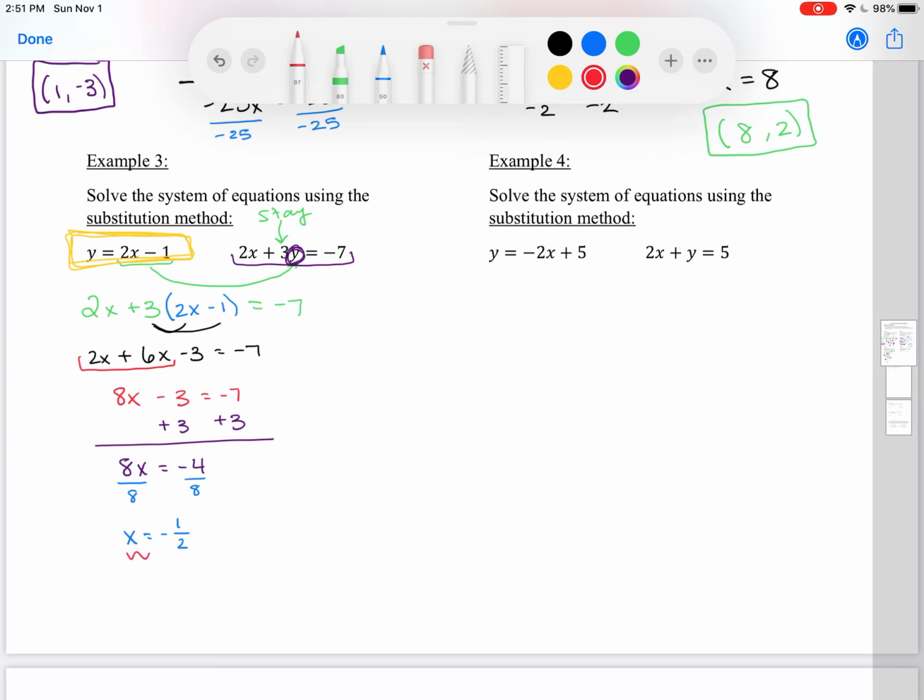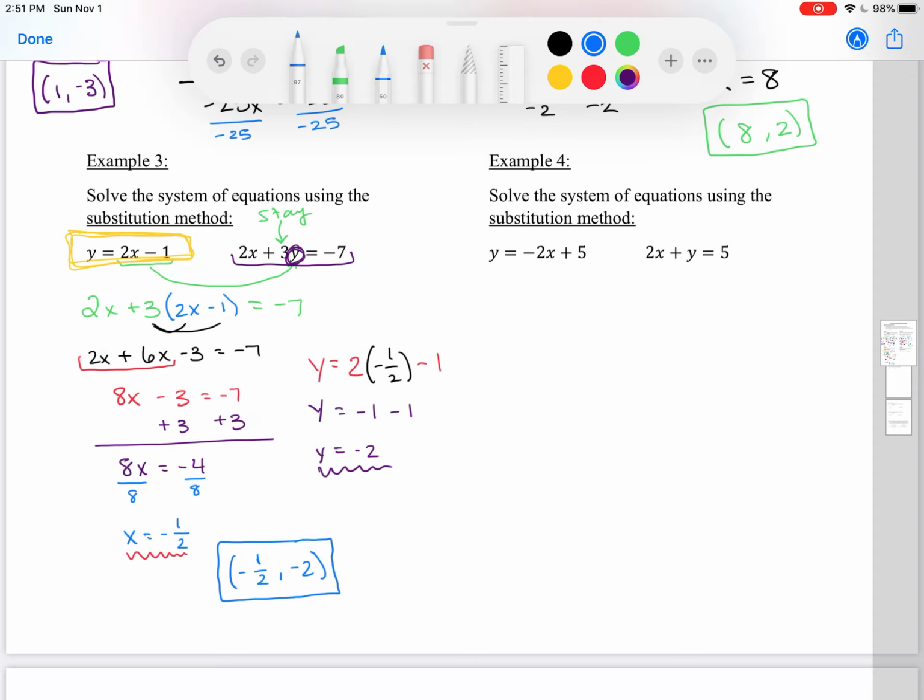Now I have my x value. I have the x coordinate, but I need to know my y coordinate. So we're going to go back to the original where y is still by itself because it will make things a lot easier to solve for. And this time, wherever I see x, I'm going to plug in negative 1 over 2. And again, fractions are nice. You'll notice that when I distribute 2 times negative 1 over 2, that will cancel it out to give me a nice negative 1. And negative 1 minus 1 more will give me negative 2.